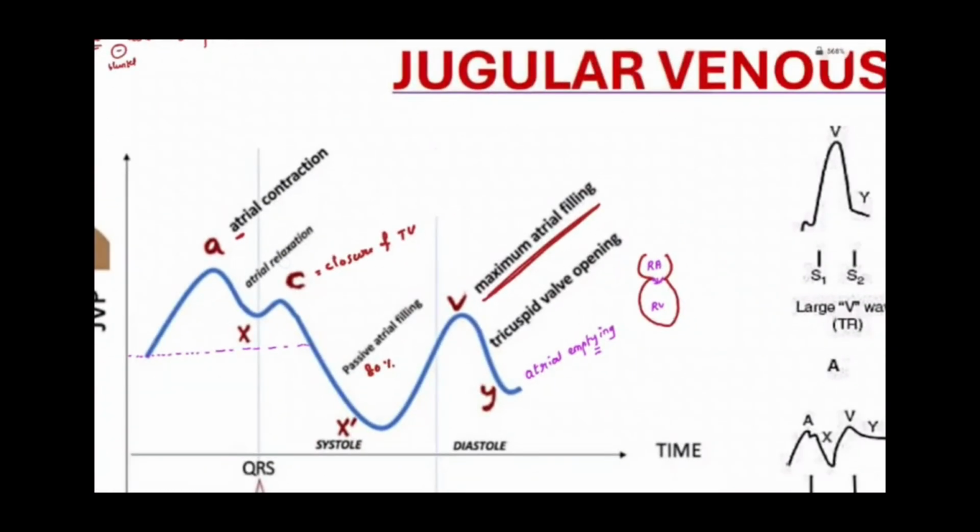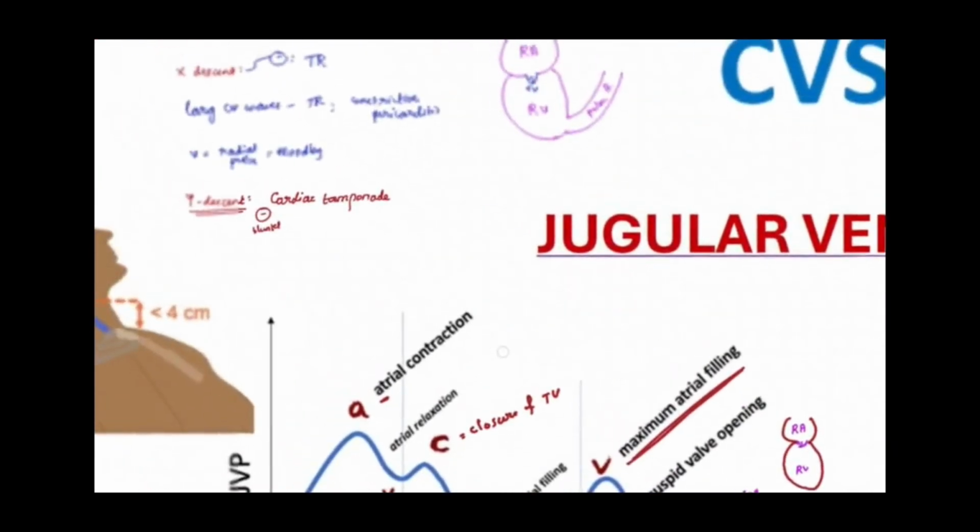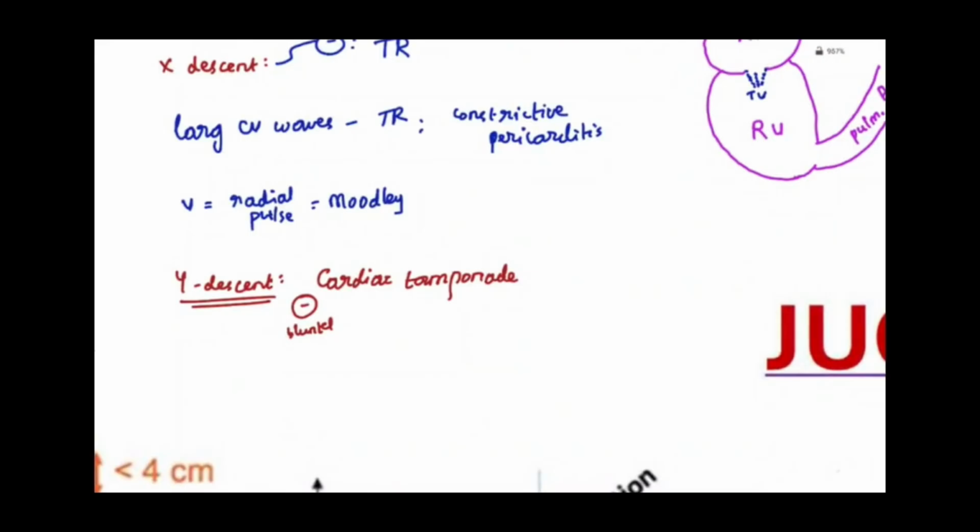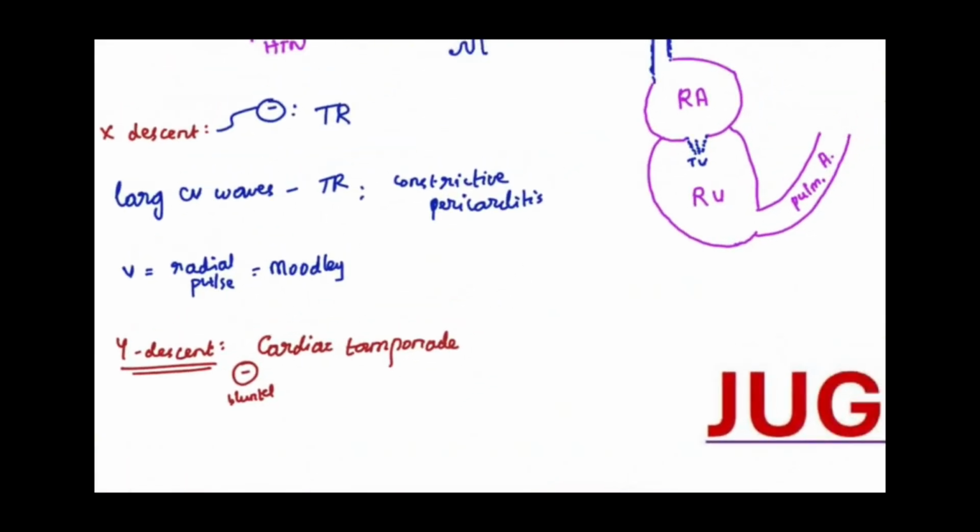So just see this. This was Y descent. If this is absent or blunted, then what will happen? The X will be more prominent automatically. These are the two descents. If one is absent, then the other one will be more prominent automatically. So you don't need to remember that X will be prominent. Just remember the concept that atria is emptying into the ventricle.